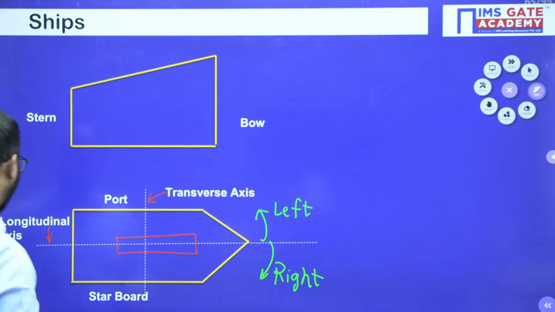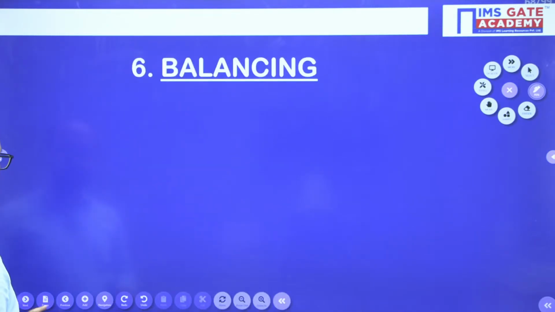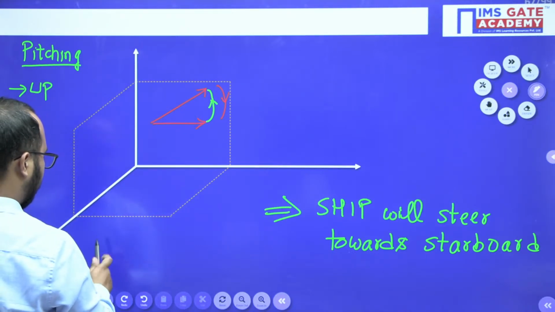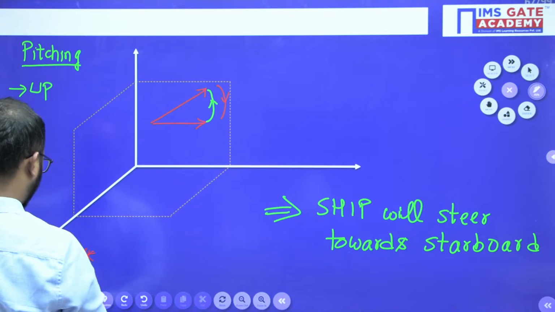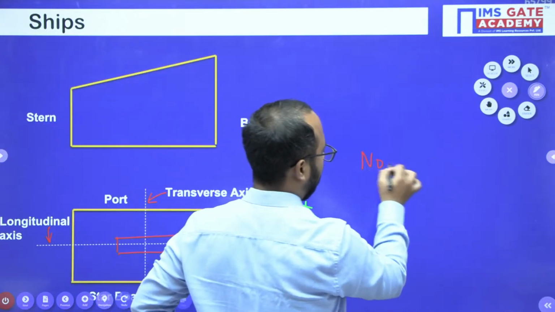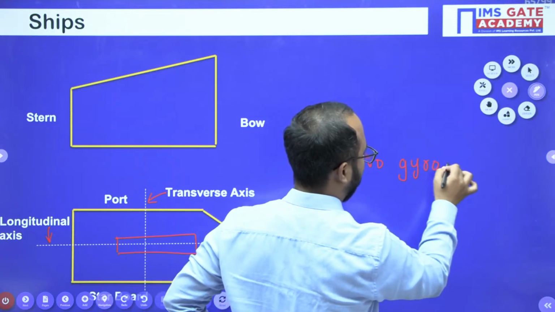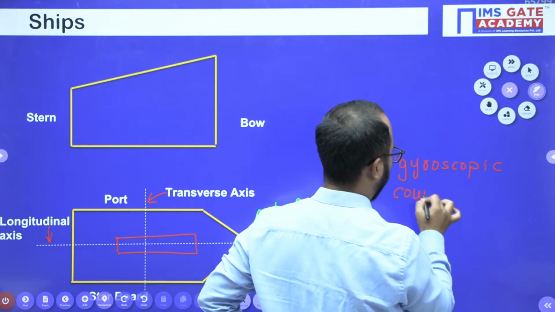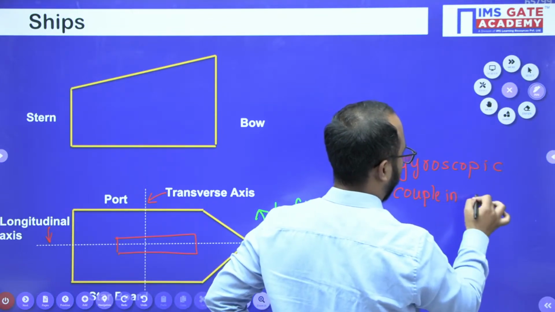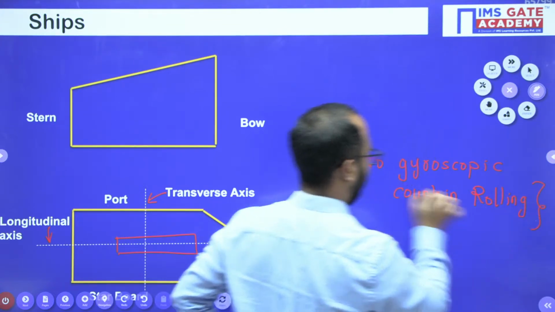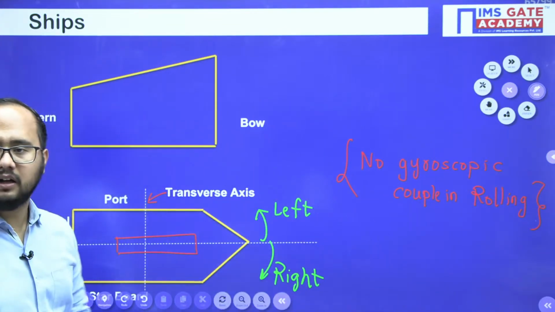So we'll write here, as a note point we should add, in the case of here itself we'll mention: no gyroscopic couple in rolling. Clear everyone? I hope this is clear.